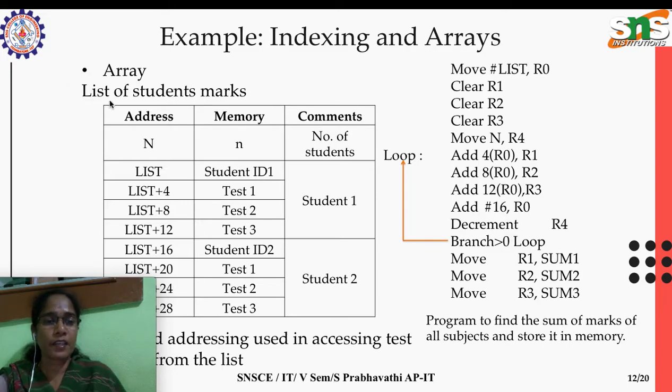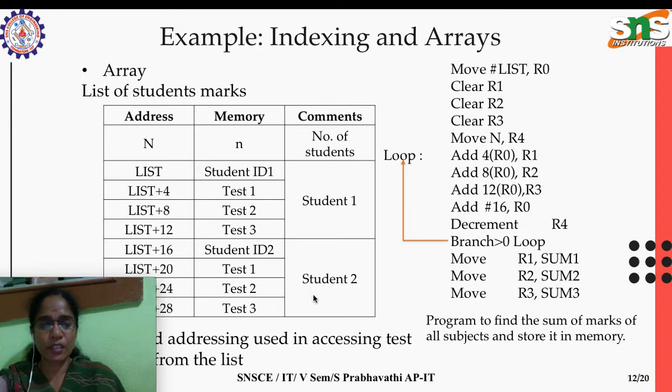Here we are taking a list of student marks as an example for indexing mode. The content is arranged in two dimensions. We have the list of students, along with the student ID and 3 subject marks. Here 2 students are taken. Each student will have four records: the first record is the student ID, and the next 3 are their marks. Similarly for the other student.